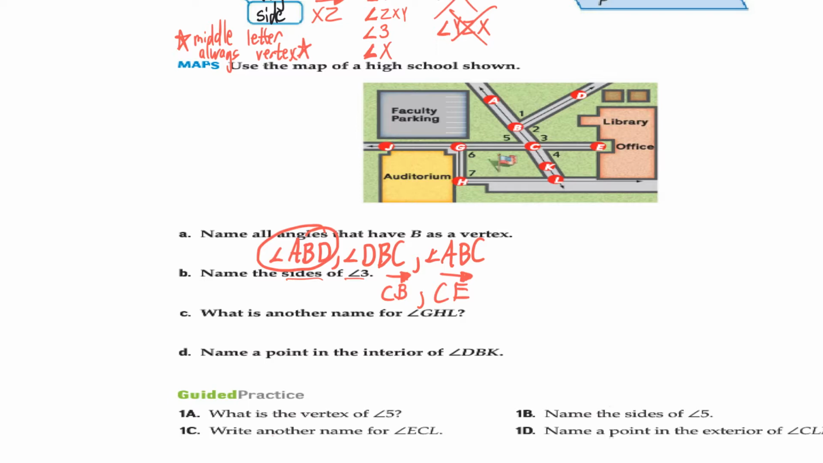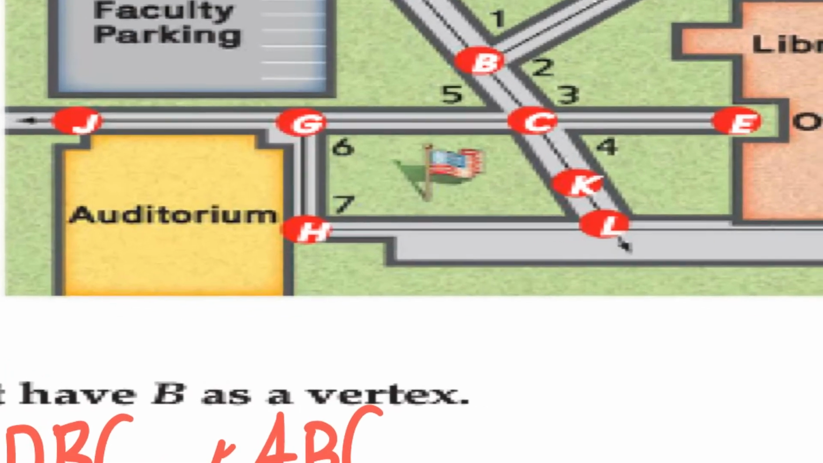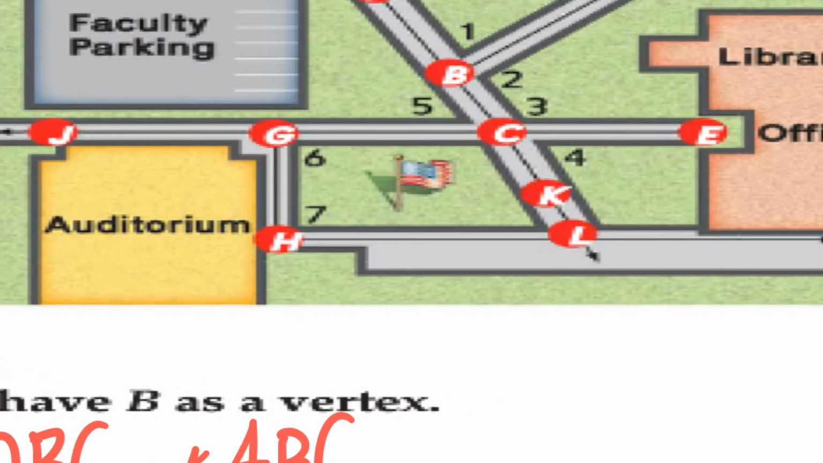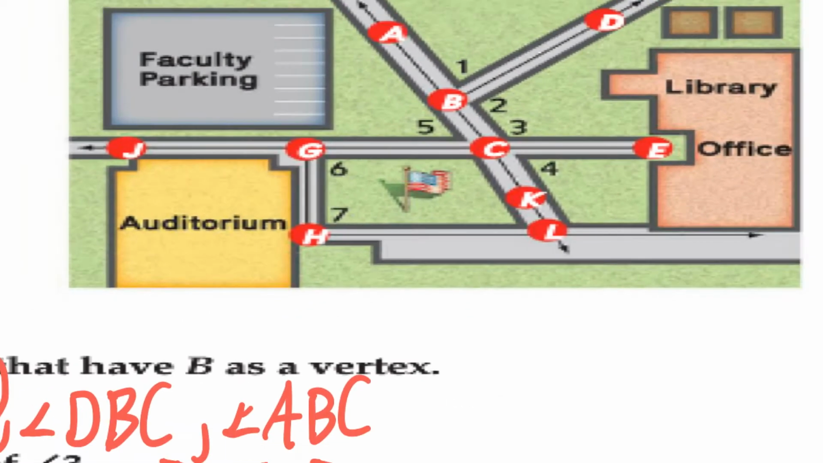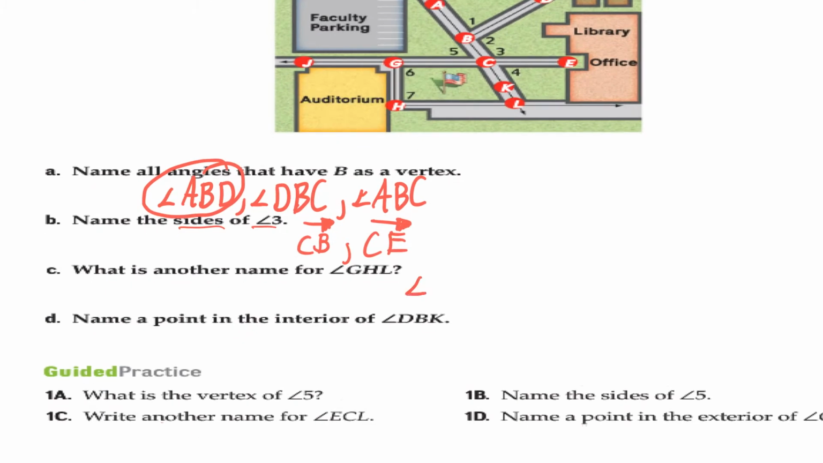Okay, what's another name for angle GHL? What's the easy way to name angle GHL? GHL is right there, you can see G, H, and L. So what's the easy way to name it? Angle 7. That'd be the easy way.